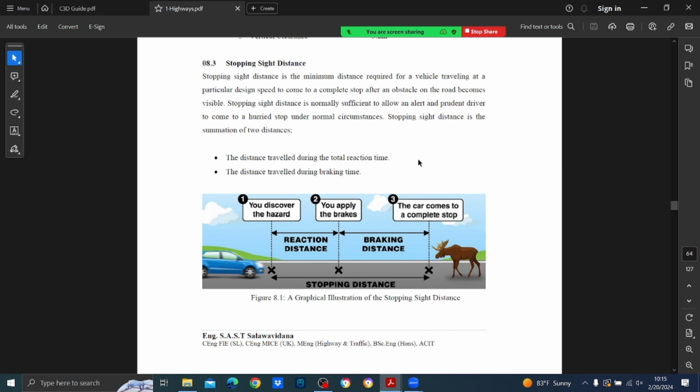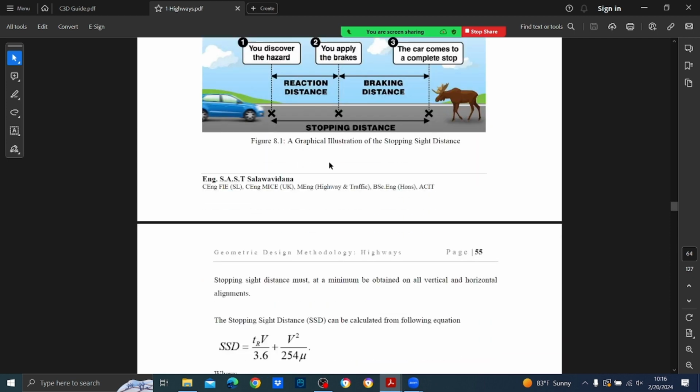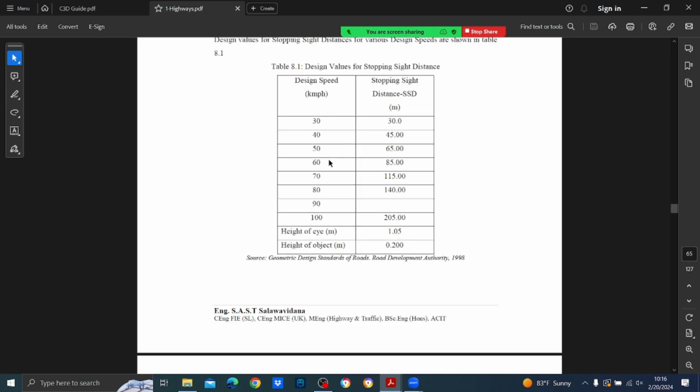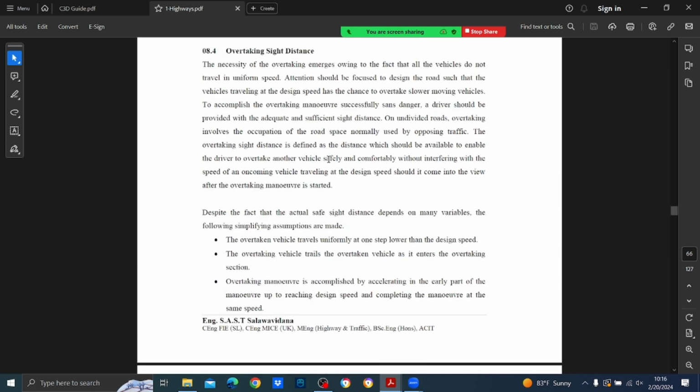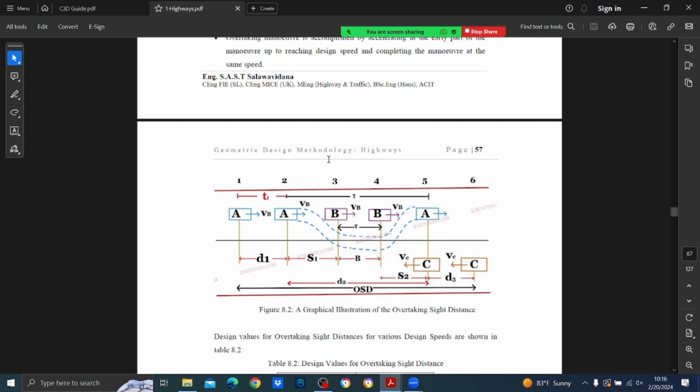Without going into highway engineering theory, everybody has learned physics. You go for S equals ut plus half at squared. There is no acceleration, a is 0, so S equals ut. Now you just think t is 2.5 seconds, u is say 100. Now just calculate how many meters you are going, just to take the decision. That is why sight distance is important. Now sight distance of course has three parts. One is stopping sight distance, that was what we were talking about.